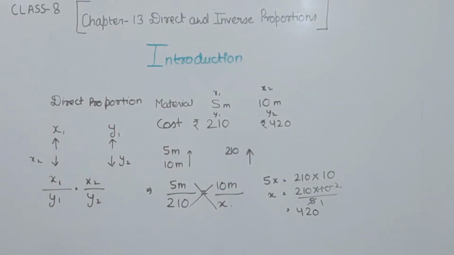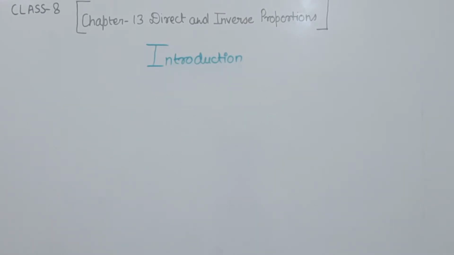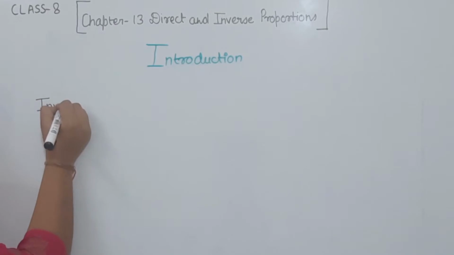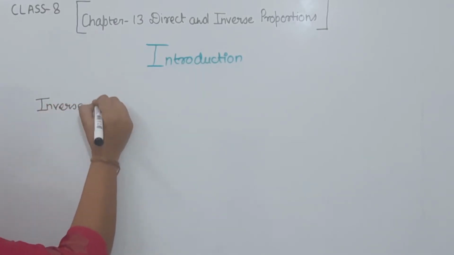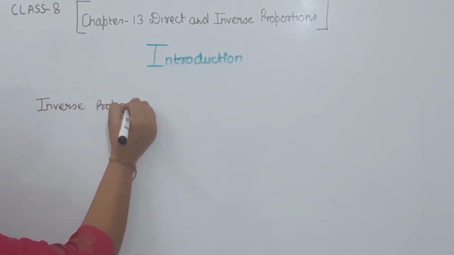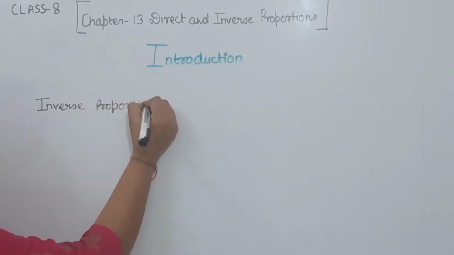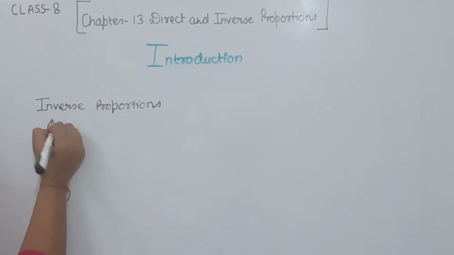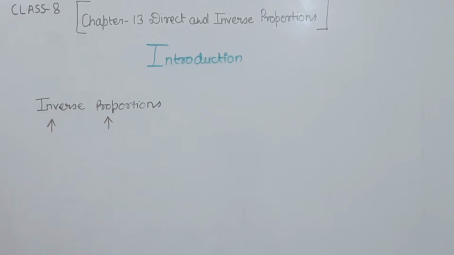Now comes the next one. The next term we have is inverse proportion. As we know, direct proportion is when one thing is increasing, then the second thing will also increase. Now in inverse proportion, if the first thing increases, then the second thing will decrease. So this is inverse proportion.